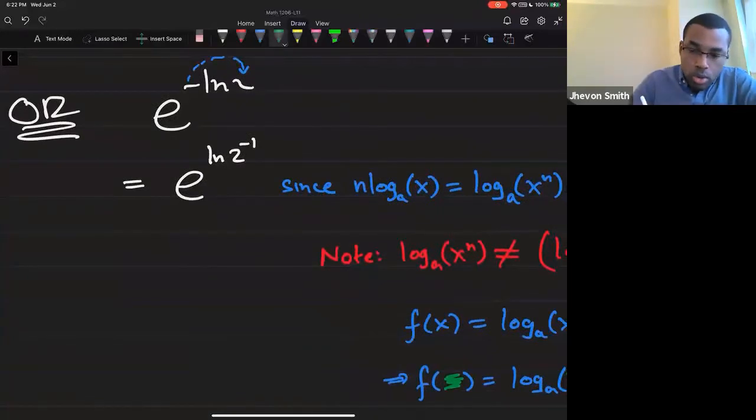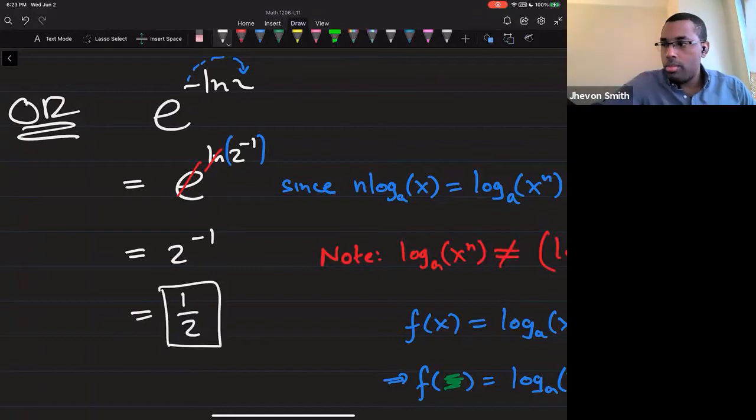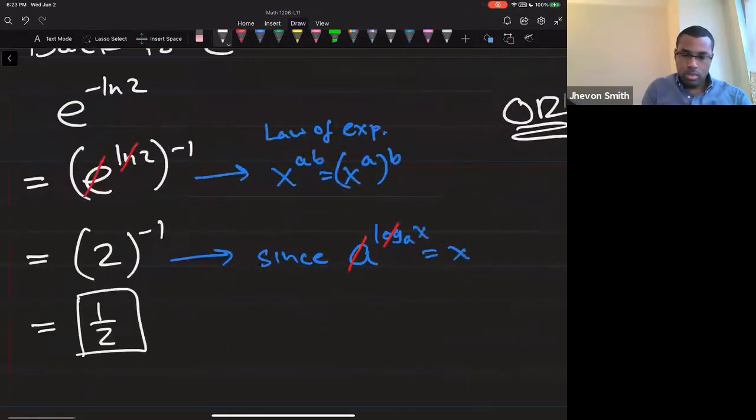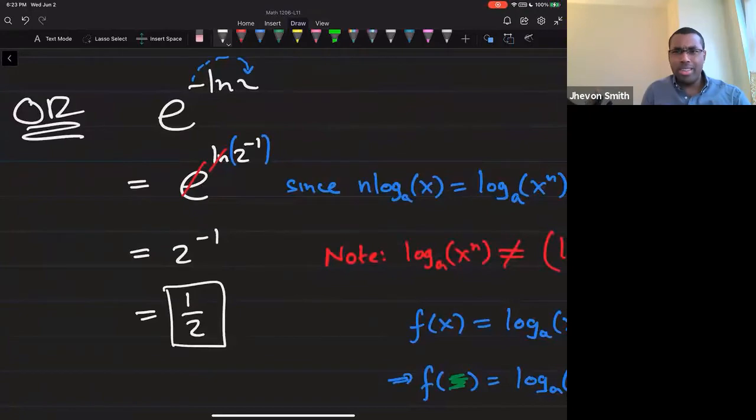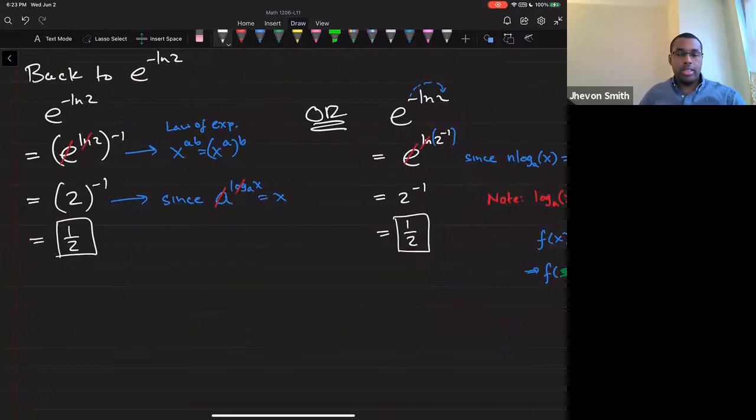So I can apply the log rule, and what's really going on is that the 2 to the -1 is inside the log. And now, yeah, I can cancel the e and the ln because they're right beside each other. And so I get 2 to the -1, which again is a half. So lots of ways you can do that. There are other ways you could have done this, but I think those are the two most straightforward ways. So yeah, the answer to that was a half.